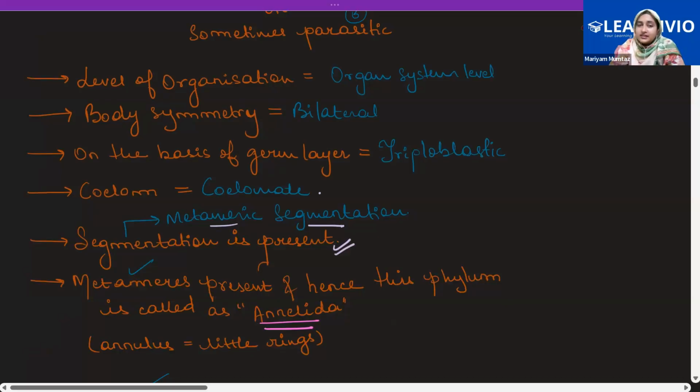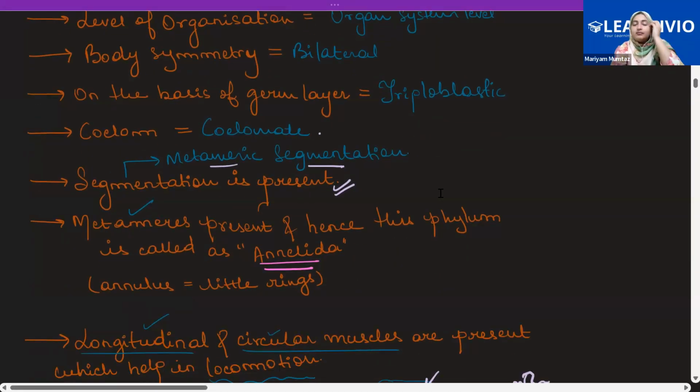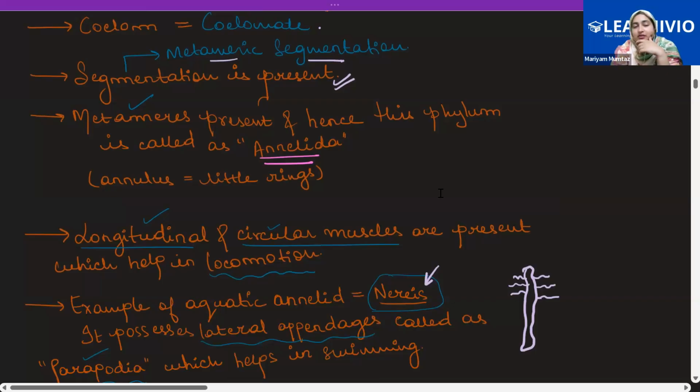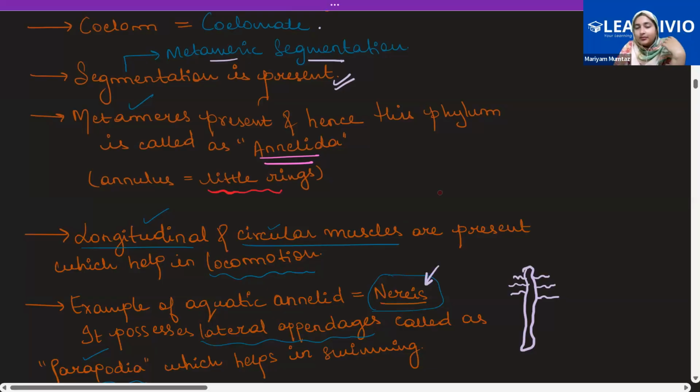The level of organization that they have is organ system level of organization. They have proper organ systems in their body. They have a bilateral symmetry. They are triploblastic, and they have a true body cavity, that is coelom. So, they are coelomate. They have segmentation present, and in some of the members of this phylum, the segments from the outside and the inside are equal. So, we call it metameric segmentation, right? And every unit of the metameric segmentation is called a metamer. That is why the members of this phylum are called annelids, because they have little rings all over their bodies. Clear?